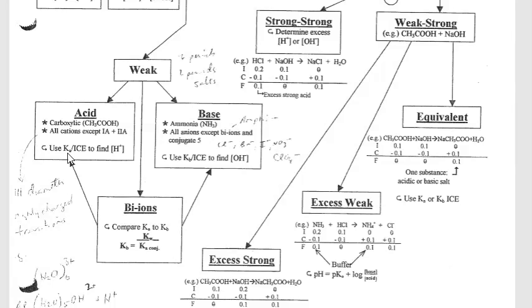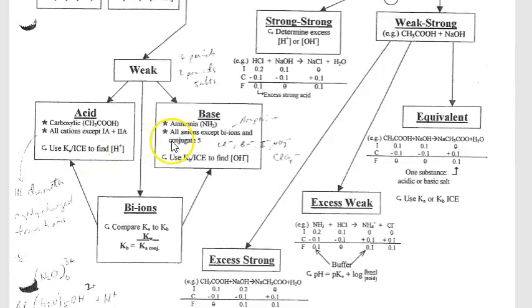Ka, that's the ionization constant for the acid. It's going to be less than 1 because weak acids would rather stay as the molecule than to split, although it splits a little bit. ICE, remember, is that chart. That's your initial concentrations, your change, and then your concentration at equilibrium.